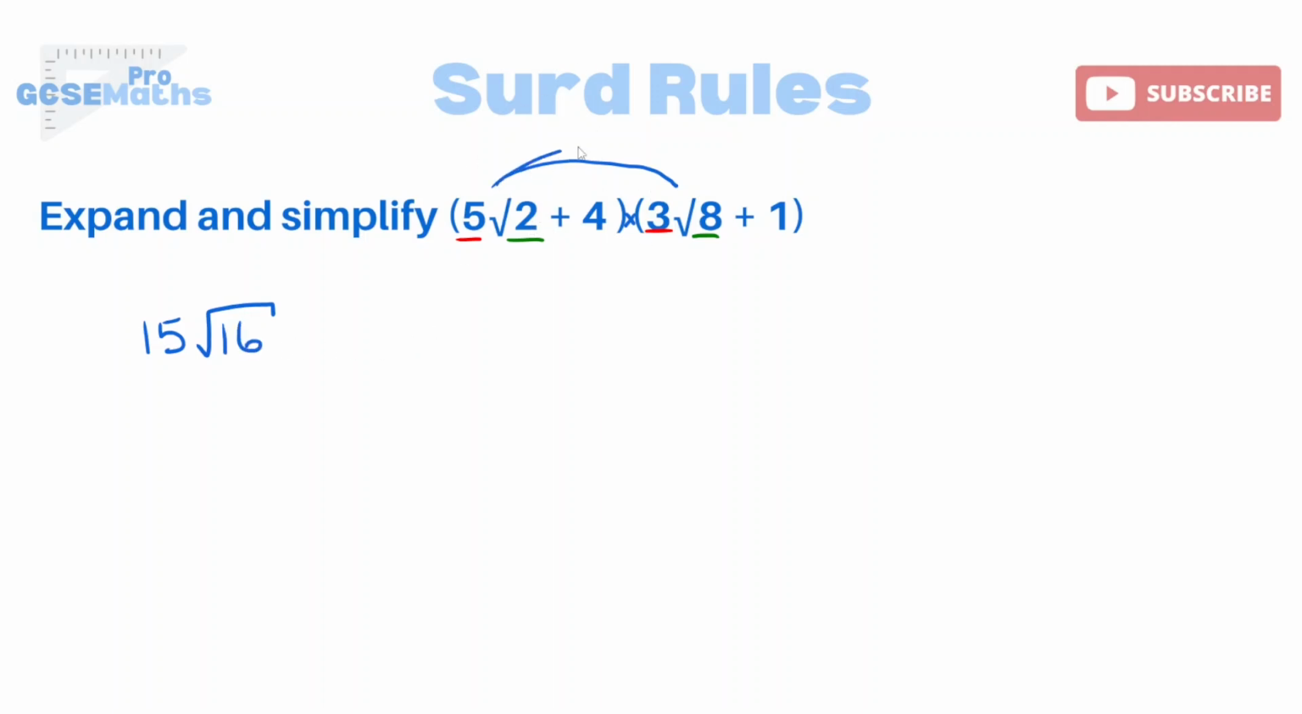Okay, then I'm going to multiply 5 root 2 times 1. Well, anything times by 1 is just itself, isn't it? So that's 5 root 2. Okay, I've already multiplied 5 root 2 by every part of the second bracket. Now I'm going to move on to this 4. So I've got positive 4 times by 3 root 8. Double check, that is a whole number, isn't it? That isn't even a surd.